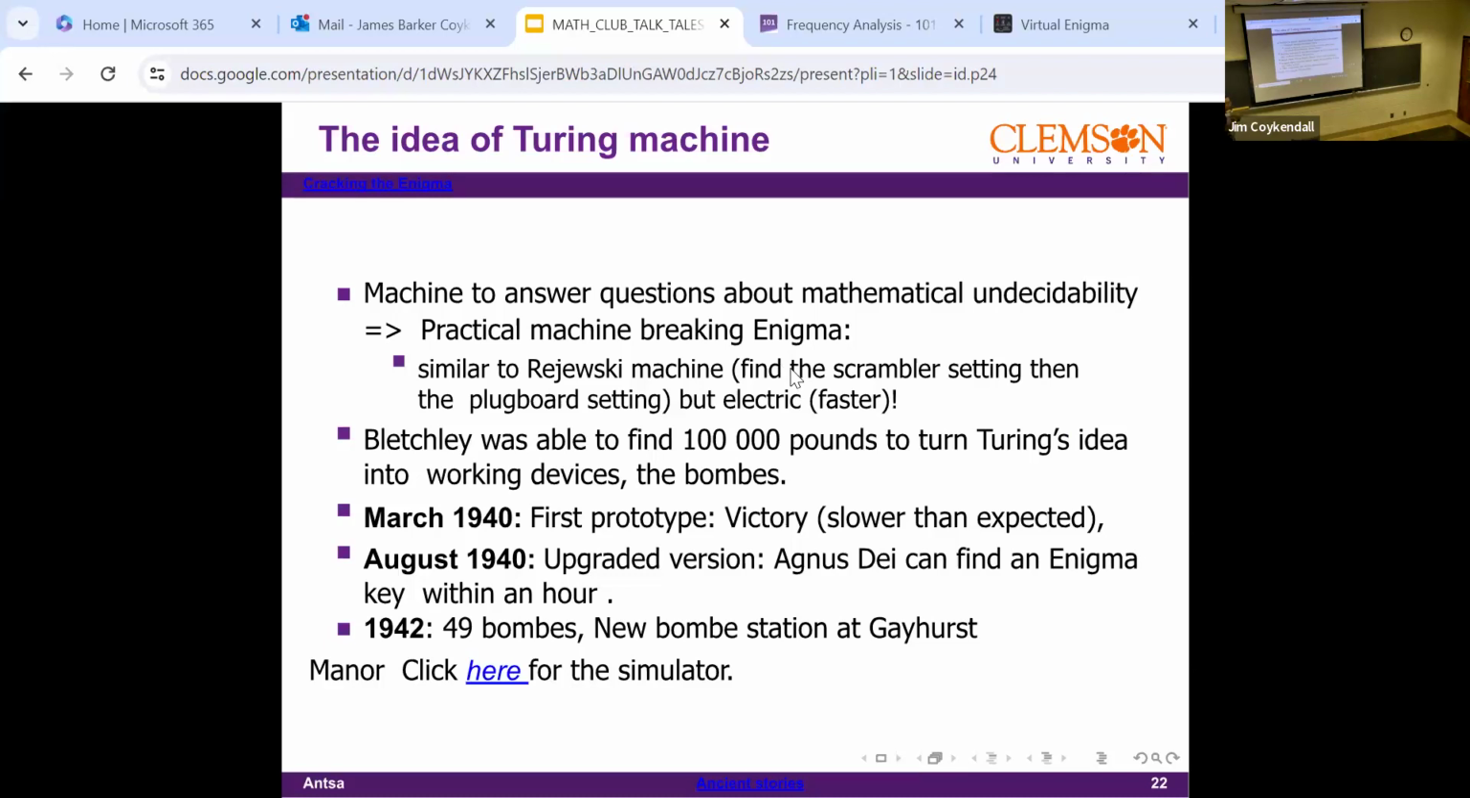Remember when we talked about mathematical indecipherability? That was Alan Turing's brilliant idea, and it now became a practical machine breaking the Enigma. It's similar to Rejewski's machine, but made electric, so it becomes faster. Bletchley was able to find a lot of money to turn Turing's idea into a working device, and they were also called the bombes. In 1940, the first product of the bombe was called Victory, but it was slower than expected. But they had more money, so they built an upgraded version, and they had 39 bombes in total in 1942. If you are interested in that, I also have a link for the simulator here. The slides are on my website, so you can go there, find the slides, and click all the links.